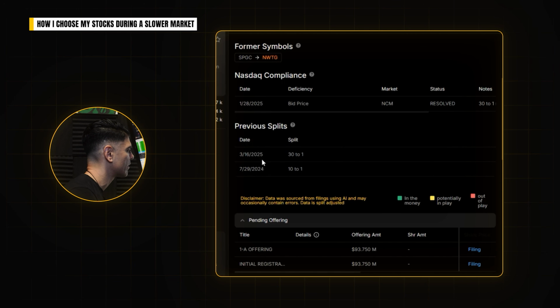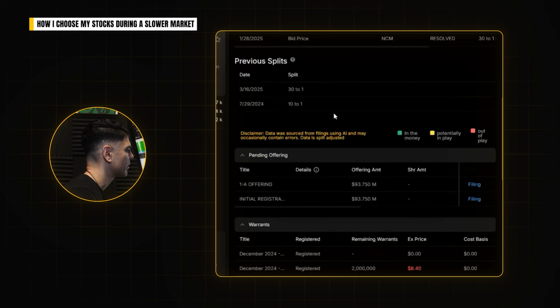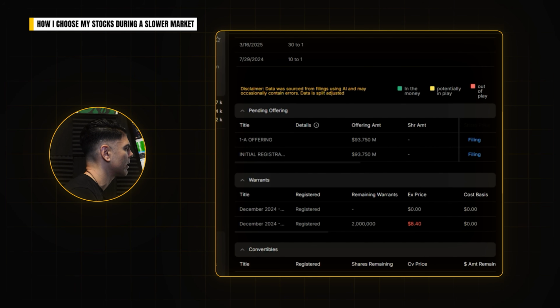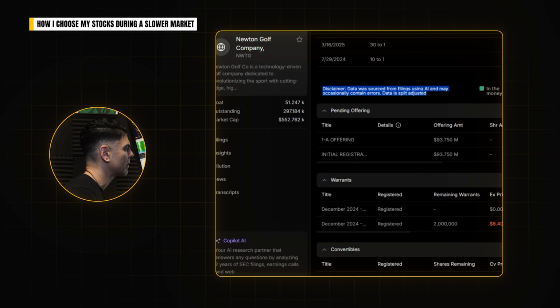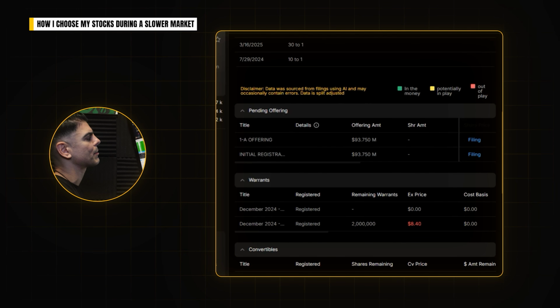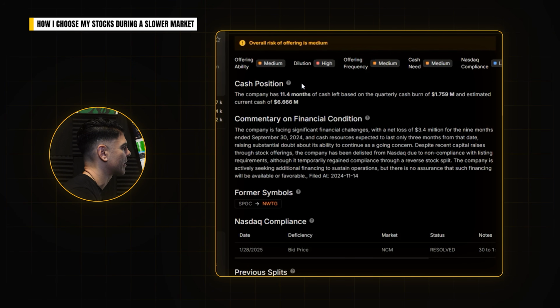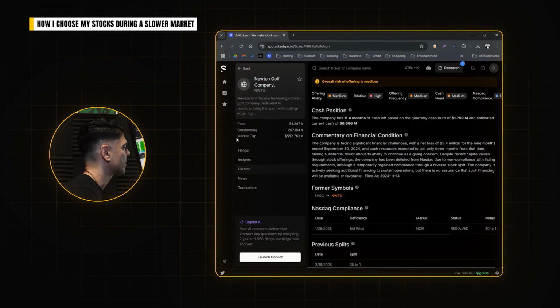It's very important. So you can see they recently split 30-1, 10-1. So contain errors. So yeah, you got to double check everything. Nothing is perfect these days. Like, the flow is a little off. So it's good to use a couple different sources. You always got to. And this is the market. Nothing is absolutely perfect, but Ask Edgar does a really good job, and you can double check with AI to make sure everything's cool.